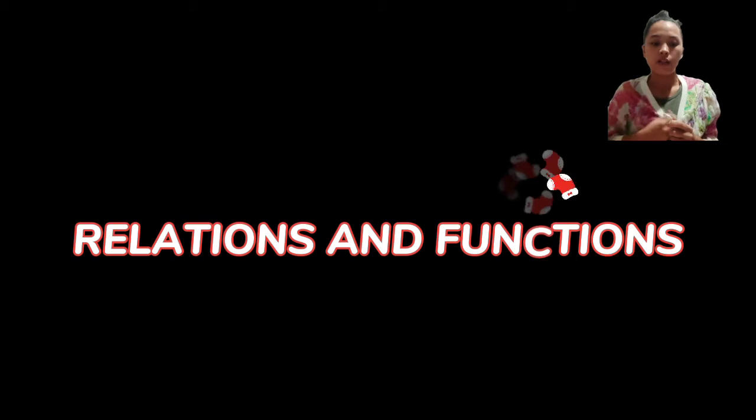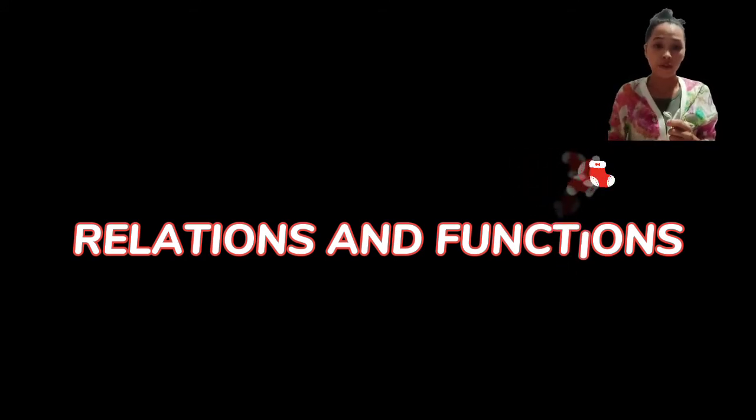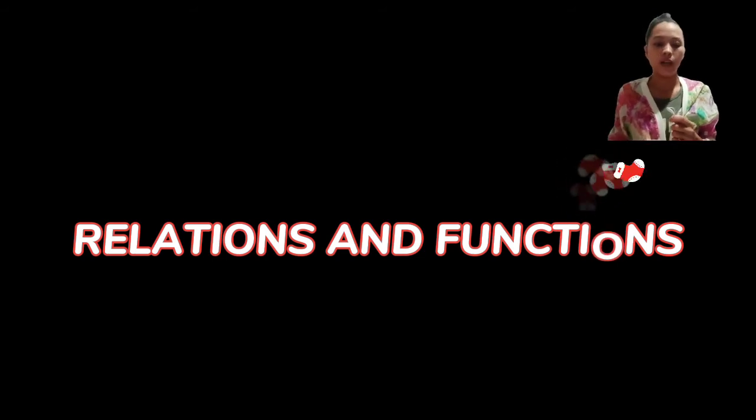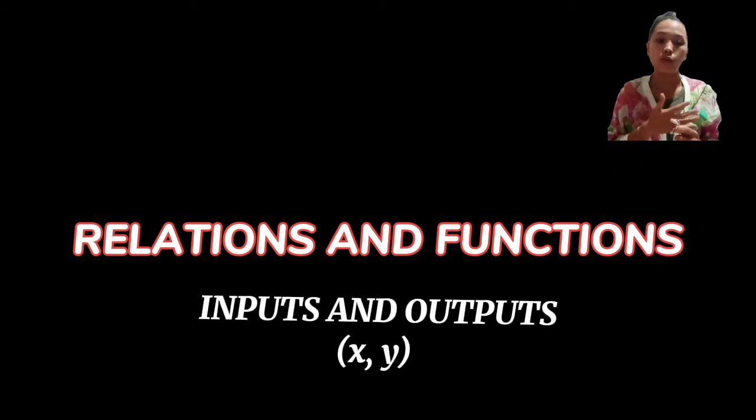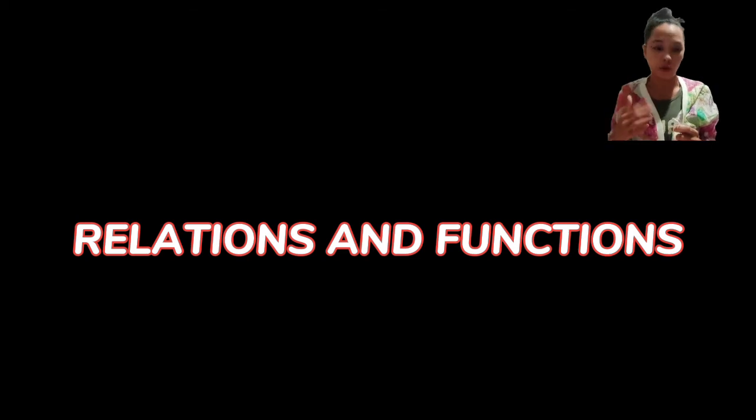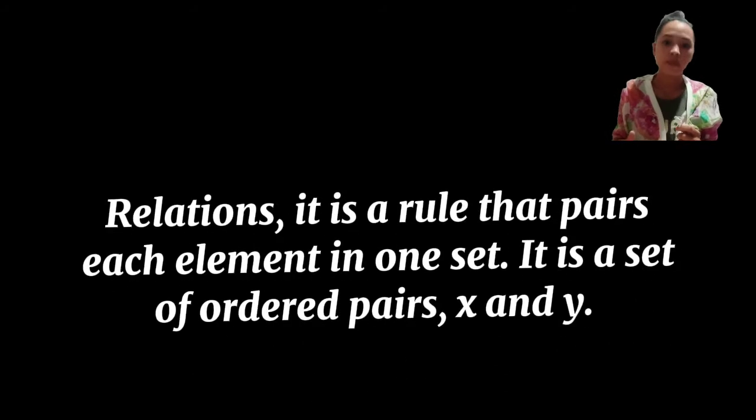Relations and functions are two different words having different meanings mathematically. Relations and functions define a mapping between two sets, the inputs and the outputs, such that they have ordered pairs of the form. In relation, it is a rule that pairs each element in one set. It is a set of ordered pairs, the x and the y.